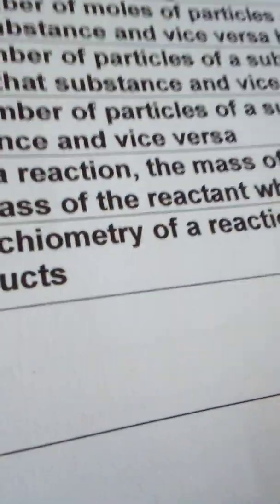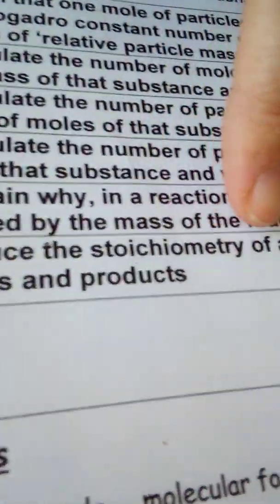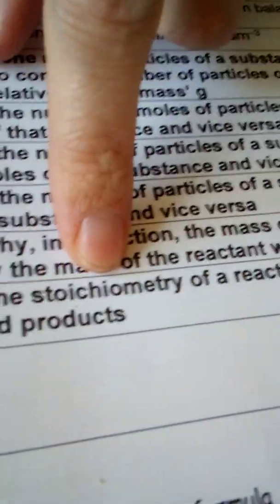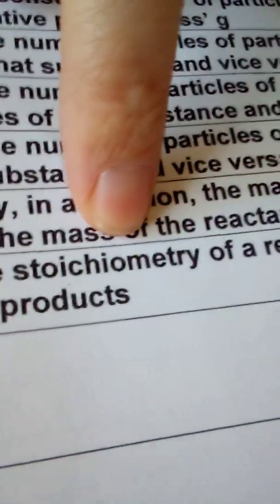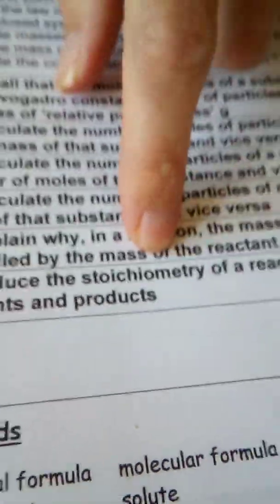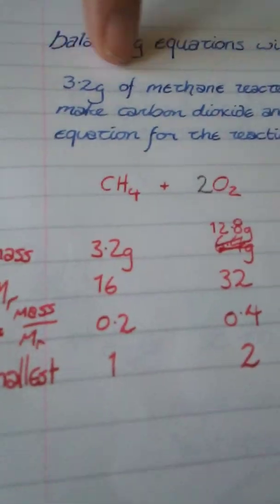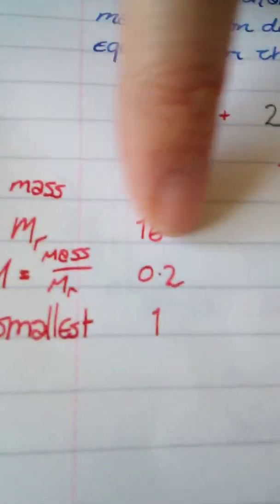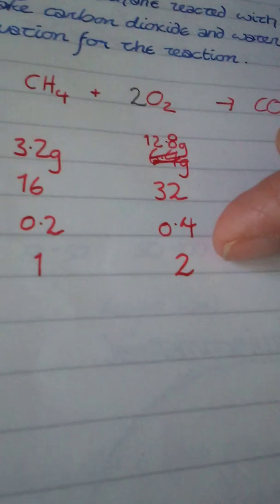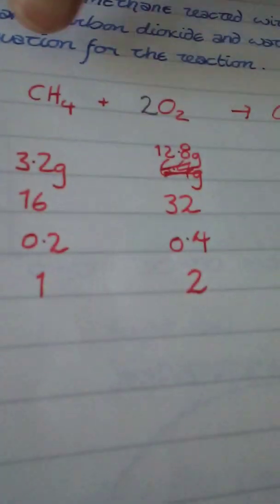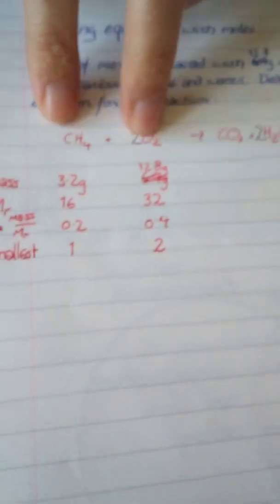Last one. Deduce the stoichiometry of a reaction from the masses. The stoichiometry, that's a funny word. That just means the big numbers. So balance the equation, basically, of a reaction using the masses of reactants and products. And that's what we did here, balancing the equations with the moles. We did mass over Mr to give you the moles, then divided by the smallest to get 1 and 2. So you know those two numbers have to be 1 and 2.